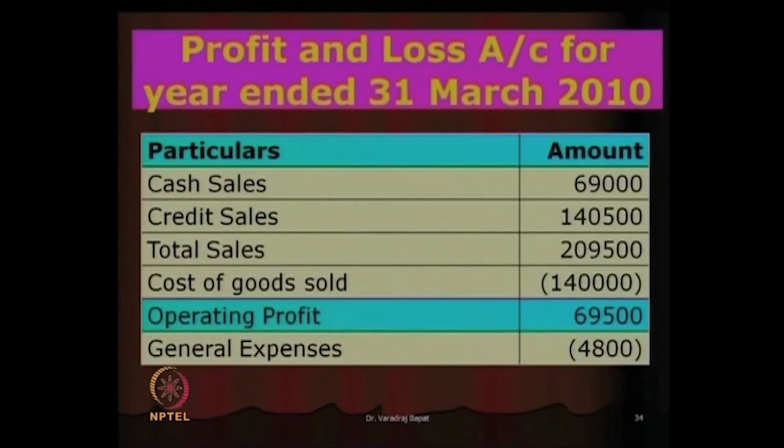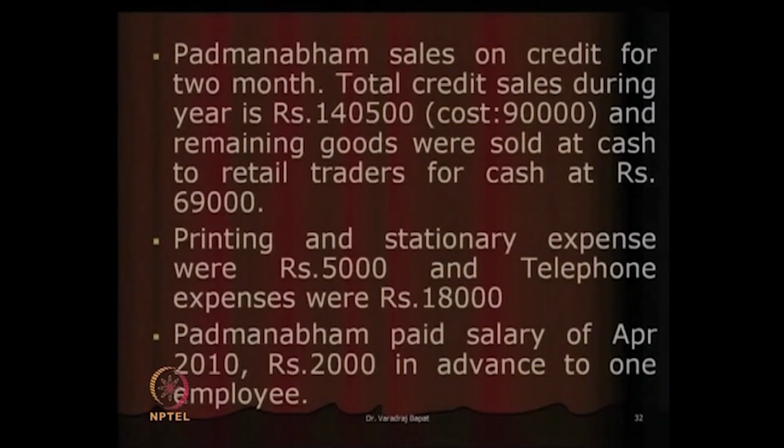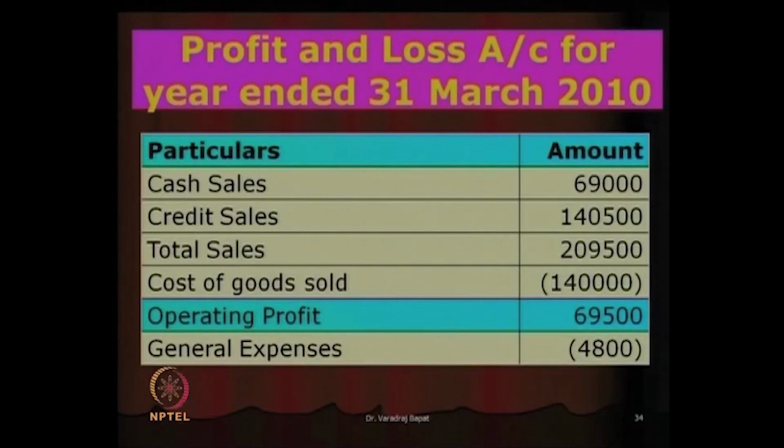So here you can see the profit and loss account for the year ended 31st March. Your cash sales of 69,000 and credit sales of 1,40,000. I'll take you back. Here you have information about sales. Even if the sales is made on credit for 2 months, so money will come only after 2 months, still we are going to record the entire amount as sales today, and there is also cash sale of rupees 69,000. So the first thing we have shown is cash sales and credit sales of 69,000 and 1,40,500.